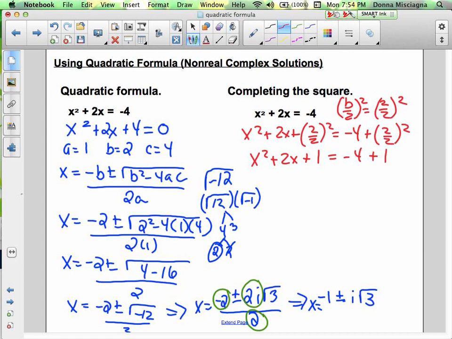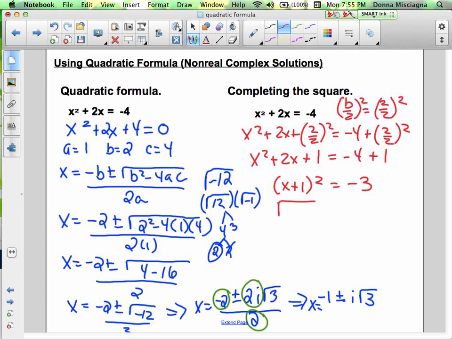On the left-hand side, that factors to x plus 1 squared, because we have x plus 1 times x plus 1. It's always going to be x plus or minus half of b, and that happens to be a plus. Half of b is 2, so half of 2 is 1. On the other side, we have negative 3.